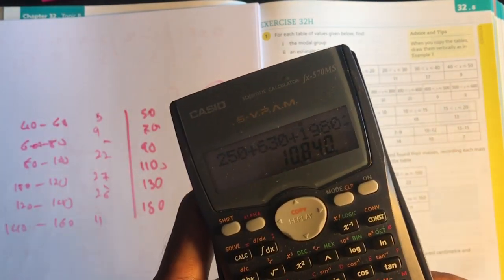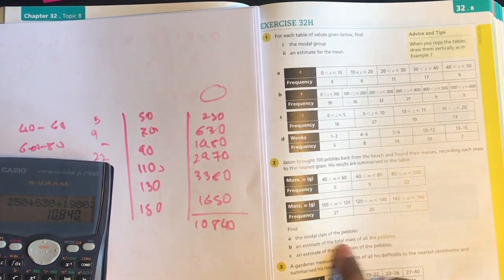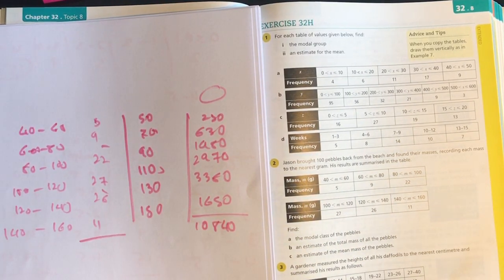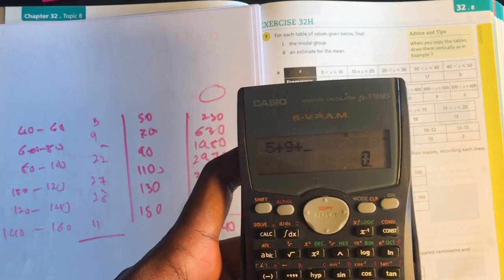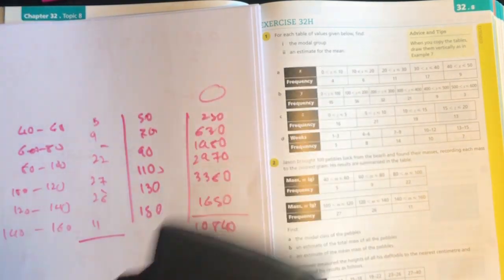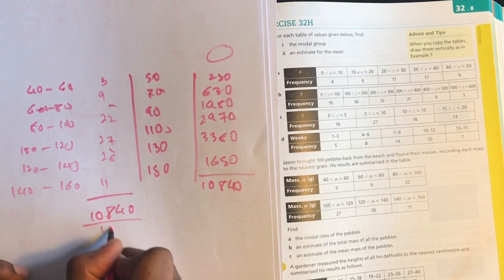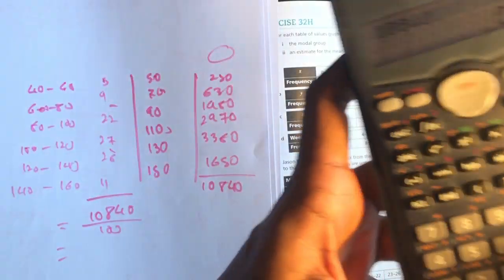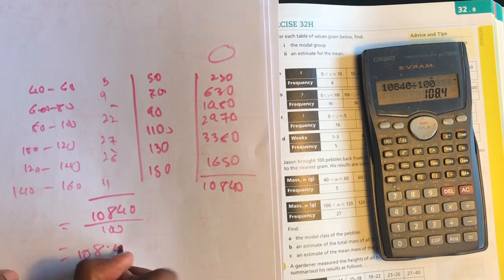So you get 10840. This is the estimated total mass. Now they want the mean. The mean means you need to divide with the total frequency. So 5 plus 9 plus 22 plus 27 plus 26 plus 11, so 100. So 10840 divided by 100. So that's your mean.